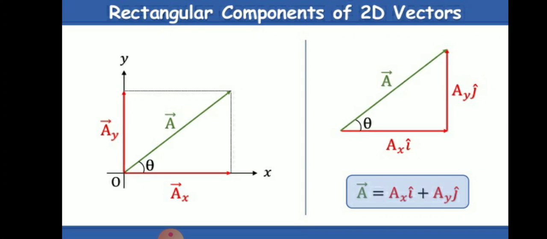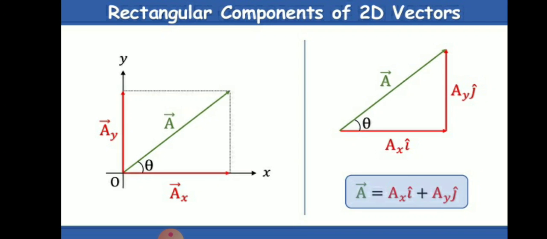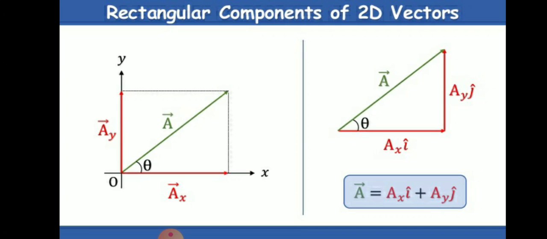So we have to add to get the vector A. It is a sum of the two components, that is components along the x and y axis, Ax i cap plus Ay j cap. This is how we are splitting a vector into its components, called resolution of vector. A vector can be resolved into any number of components. The resultant vector is a vector which is the sum of all its components.